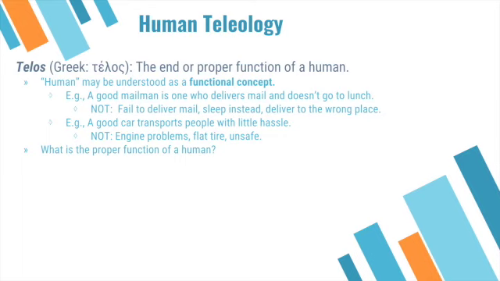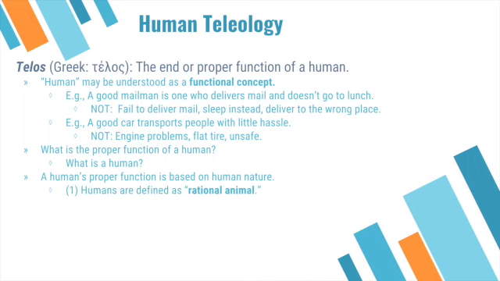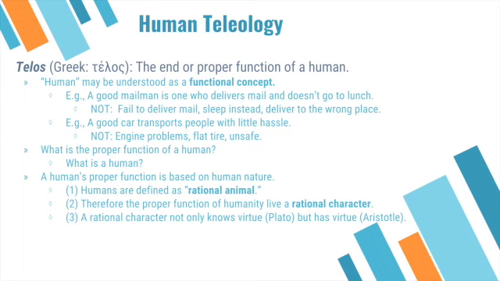So we may ask not just what is human, but what is a good human, one that fulfills its function. What's its function? What is the proper function of a human? A human's proper function is based on human nature. Humans are defined as rational animals, right? So humans are rational. That's our main defining characteristic. Therefore, the proper function of humanity is to live a rational character. A rational character not only knows virtue, but has virtue. All right, this is Aristotle building upon Plato and taking him further.